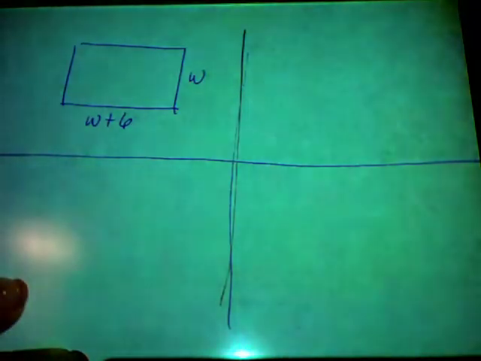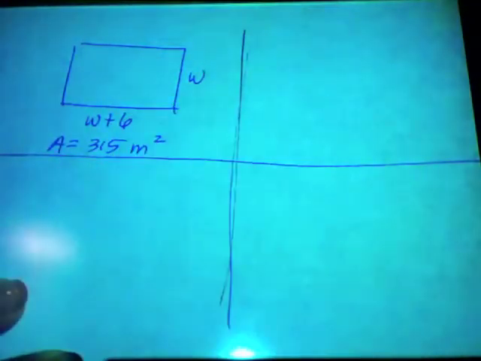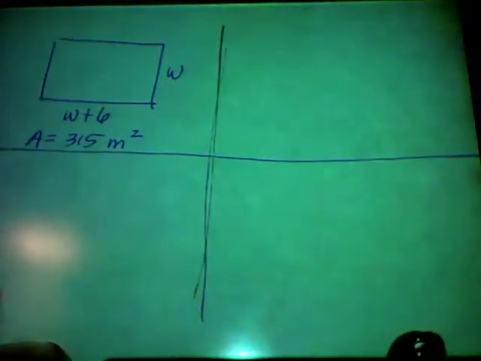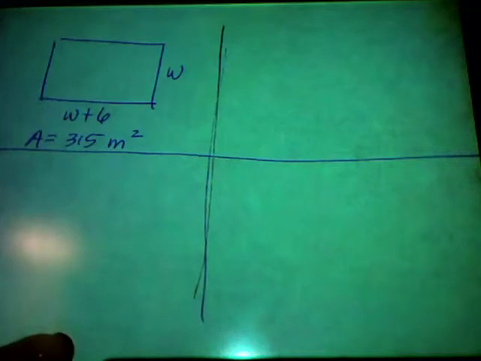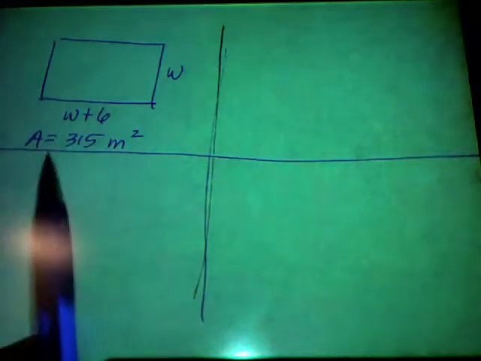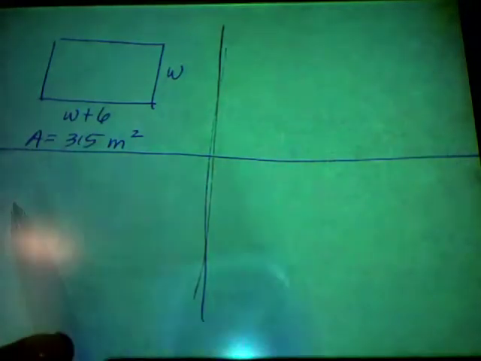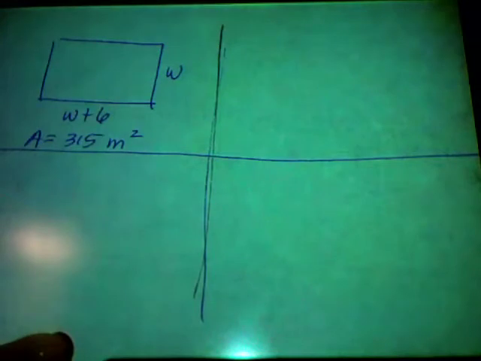W plus 6. And then they go on to tell me that the area is equal to 315 square meters. We're finding the length. So what's your first step? The minute they give you area, what's your first step? Write your area formula down. If they gave you perimeter, you'd write the perimeter formula down. If they gave you volume, you'd write the volume formula down. And this is a key to tell you how to start the problem.